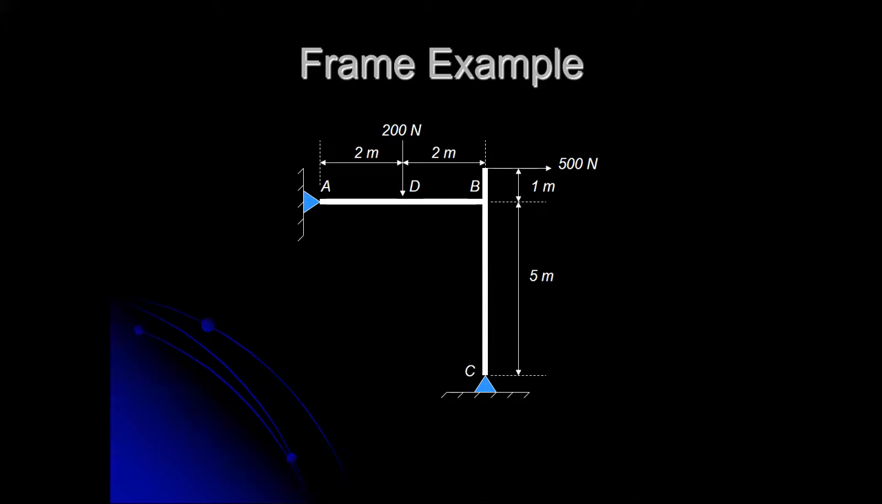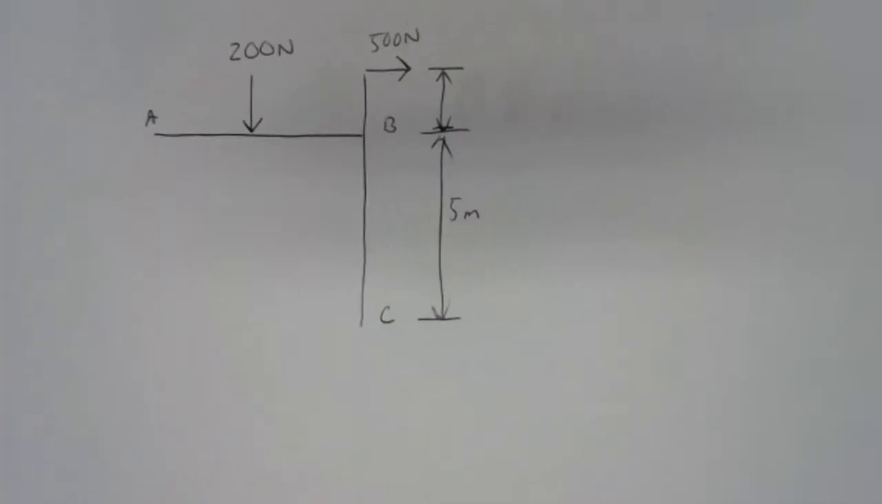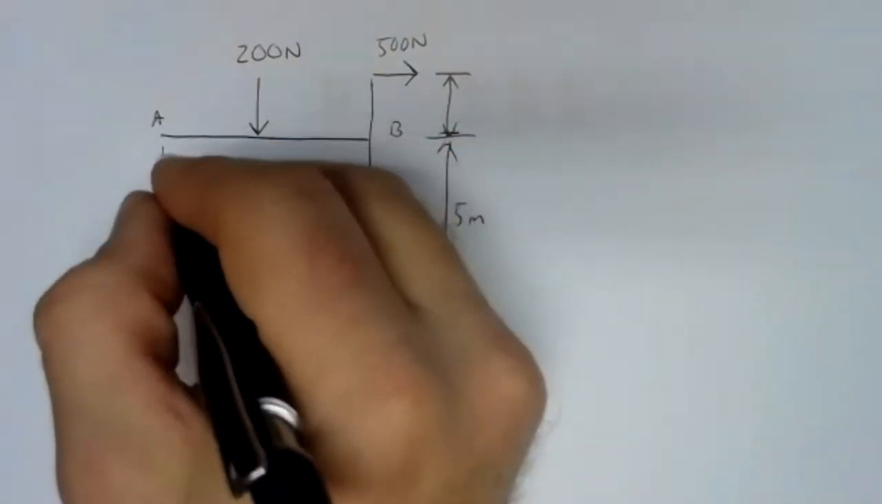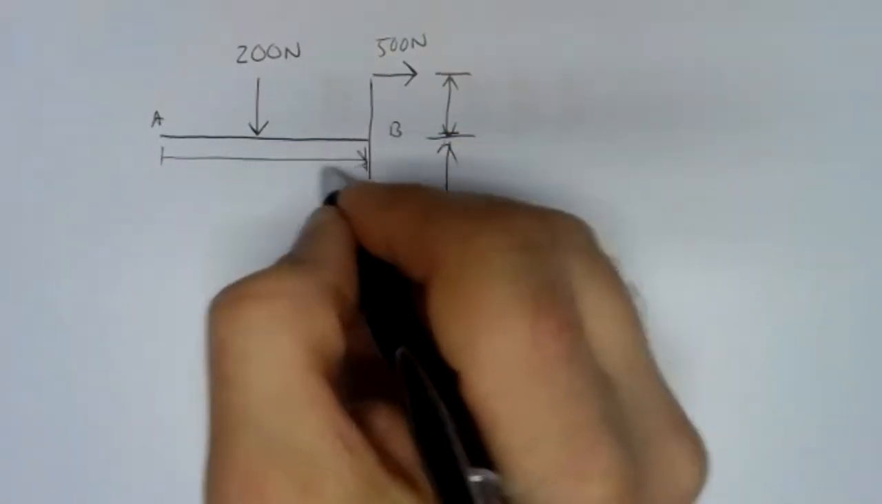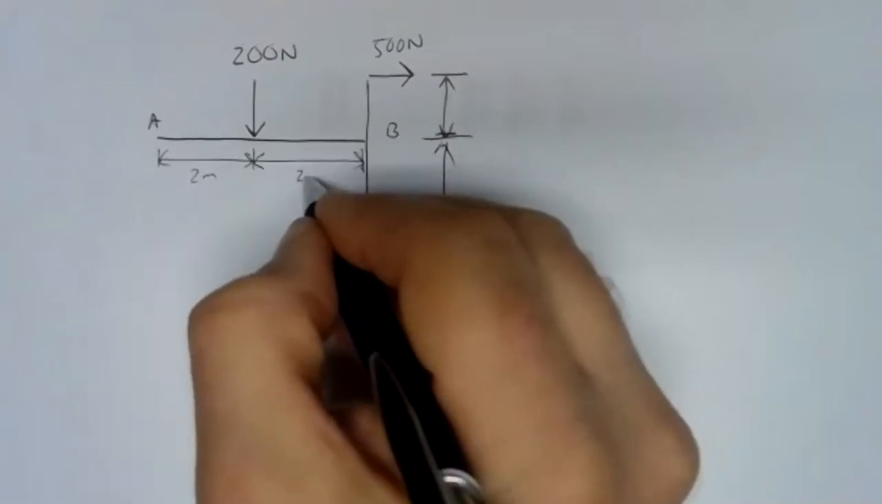And then we've got 5 meters from B to C, 1 meter up from B to the end of the beam, and that happens to be where we've got 500 newtons of horizontal force. So let's take a look at that on the page here. There we are. So there's our diagram, and we'll draw it down here. We've got 2 meters here and here.